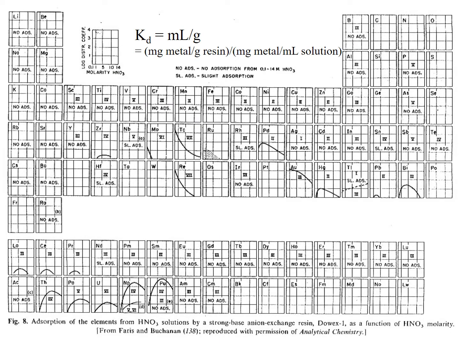We'll complete the discussion of ion exchange and chromatography by evaluating some data for metal ions on different columns. Here's shown some data for different elements with a strong base ion exchange resin, DOWEX 1, as a function of nitric acid concentration. What we have plotted here is the log of the distribution coefficient, up to 10 to the fourth, or 4 since we're doing log, against the molarity of nitric acid.